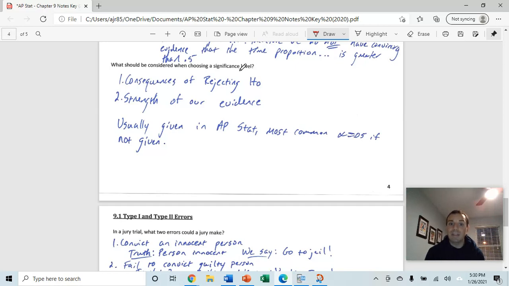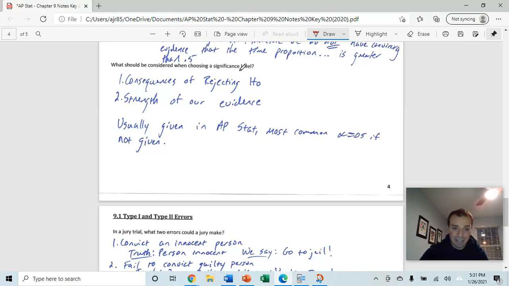If we lower that significance level, meaning we get it closer to 0, make it 0.01, that will strengthen our evidence because we have less of a chance of rejecting the null. Similarly, we want to think of the consequences of rejecting the null hypothesis when we're choosing our significance level. In statistics, if they don't give you one, we use 0.05. It is the most common significance level to use.